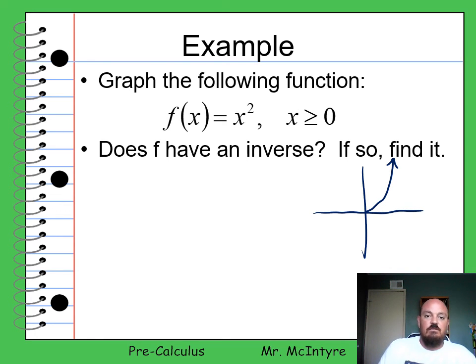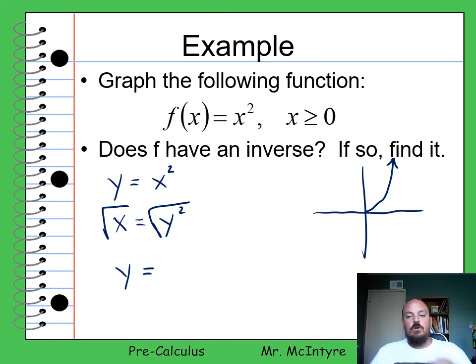So when you find the inverse, we're going to do the same steps we just did. I'm going to take that f of x, and I'm going to change it to a y. So I have y equals x squared. I switch x and y. This would be x equals y squared. I take the square root of both sides.